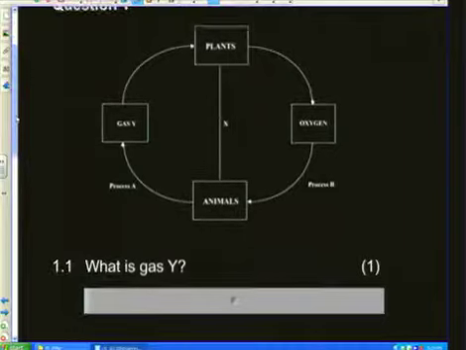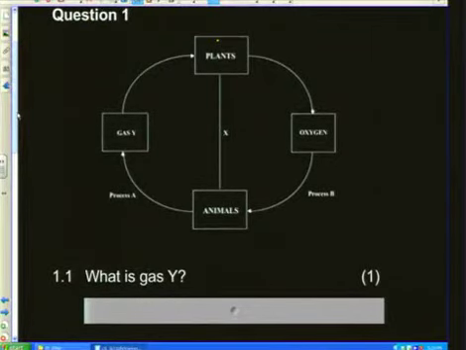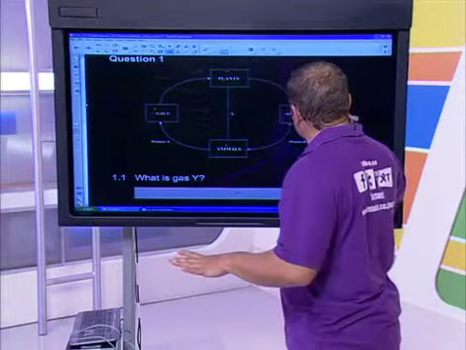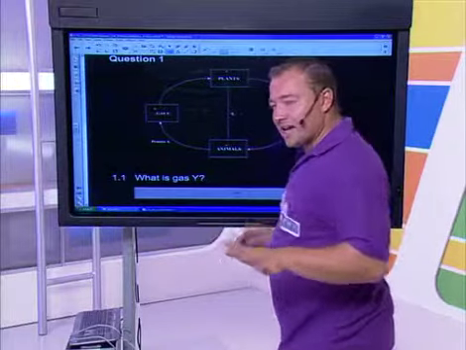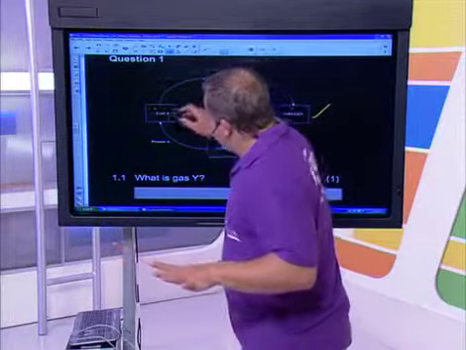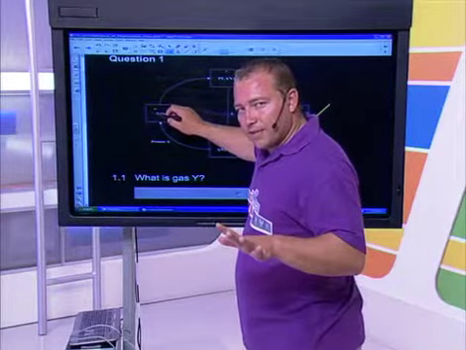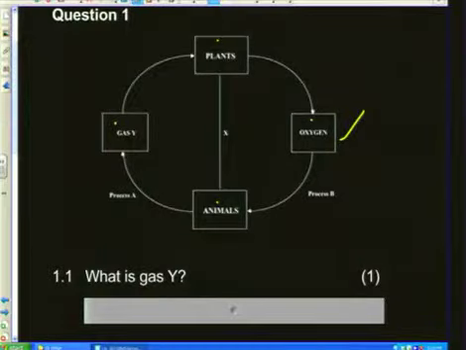Here we've got this beautiful picture. What I've got is a plant there, an animal there, and gas Y and oxygen. Now the question states, what is gas Y? Gas Y is the opposite, if I'm not mistaken, to oxygen. Let me see how this works. The plant takes in gas Y, goes through a whole process, and through this process gives off oxygen. The animal takes in the oxygen, goes through this whole process giving off gas Y, and the plant takes in gas Y.